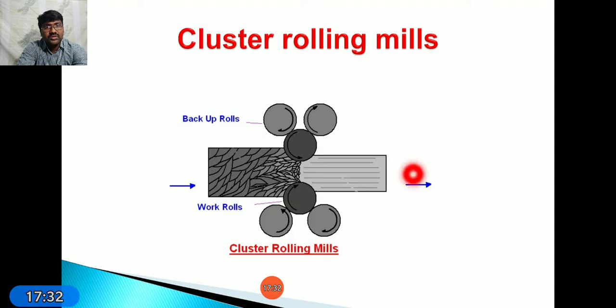Observe here, these are two different backup rolls, and these are the work rolls. We pass the work material in this direction. The main difference between the four high rolling mill and the cluster rolling mill is that in the four high mill we use only one set of backup rolls, but in the cluster mill two from the top and two from the bottom are used, to provide more rigidity against the forces on the work rolls. Like that we have arranged the cluster rolling mills.